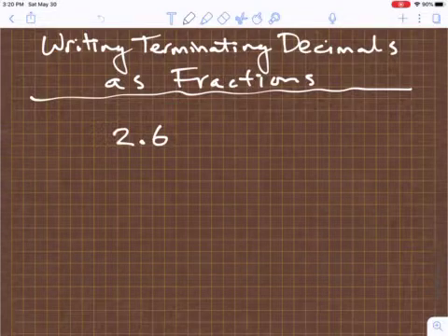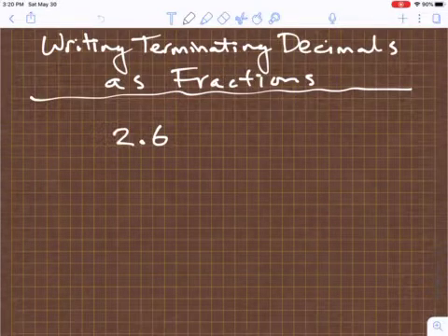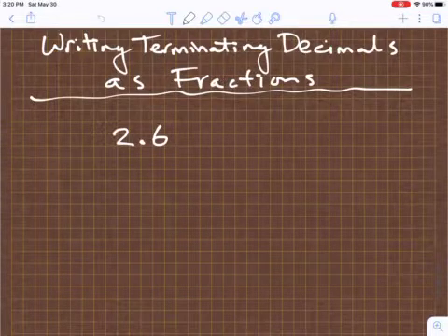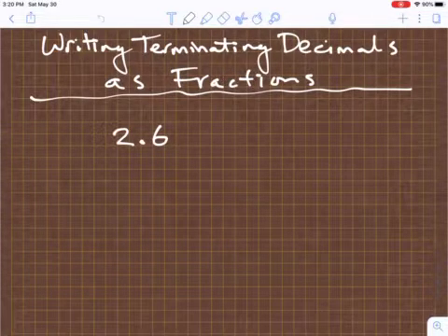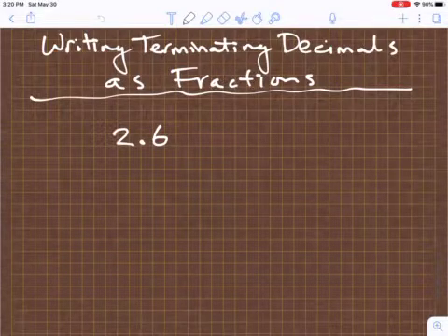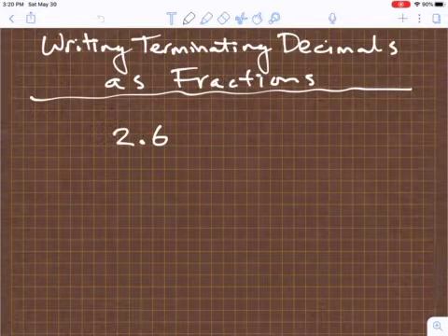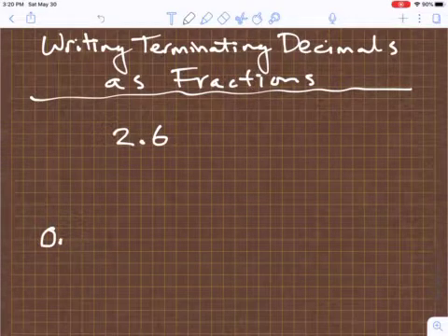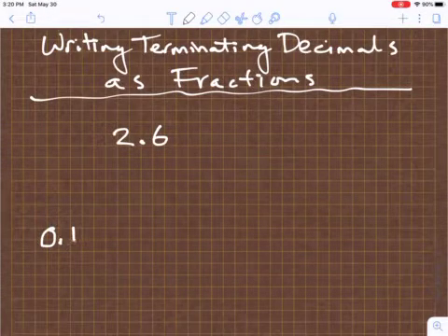So I'm going to show you a pretty basic technique that works pretty well. It's very helpful if you have an understanding of place value when you do this. So when we talk about place value really quick, supposing we have this number right here.